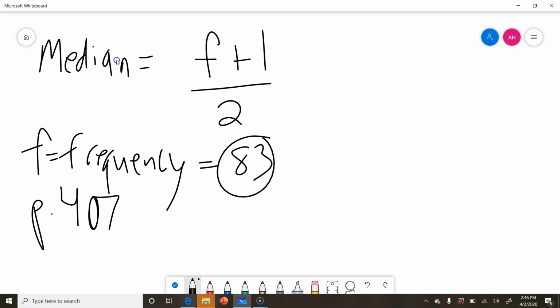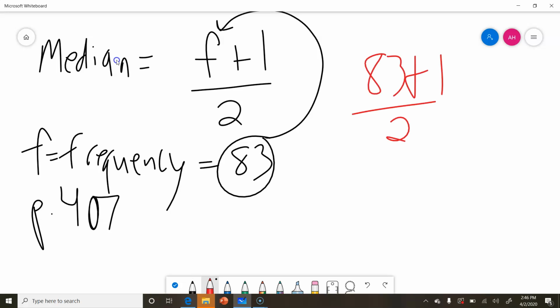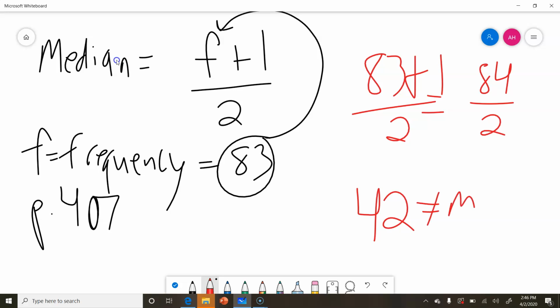So now I take this and I insert it for the f. I get 83 plus 1 divided by 2. What's 83 plus 1? Well, that's 84. What's 84 divided by 2? That's 42. Now, this is the key part. 42 is not the median. Not the number 42. It's the 42nd term. So I'm going to write that, 42nd term. There were 83 terms, and the 42nd one is the median. So what I have to do with that now, this is the trippy part, so you've got to hang with me. It's the 42nd term.